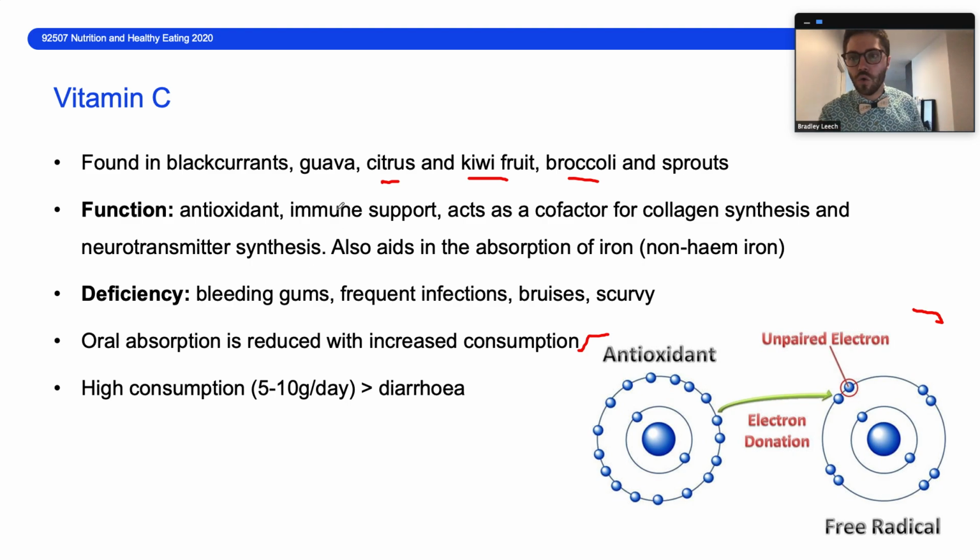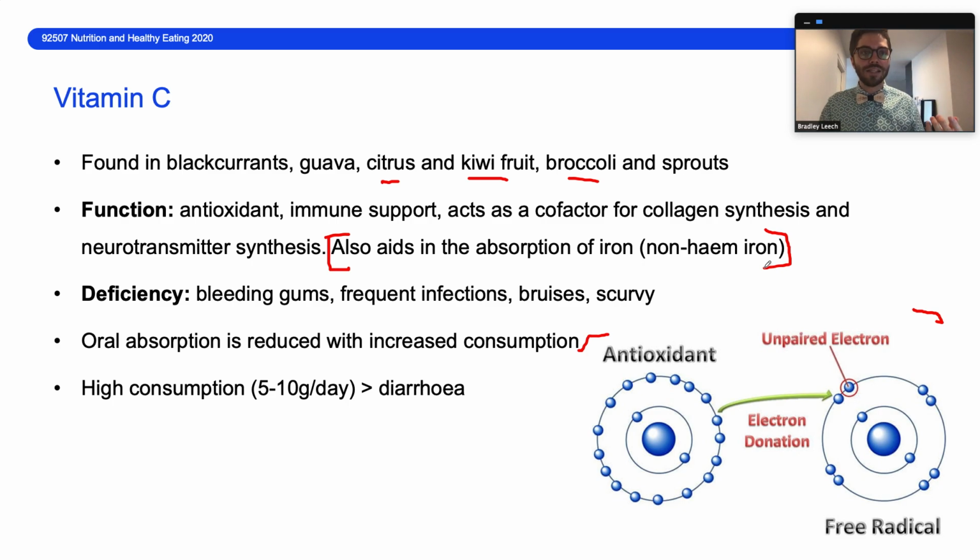Now, this could be a major takeaway message right here. I'll highlight this in red for you. It aids in the absorption of iron, in particular your non-heme iron. We'll go into this in more depth when we talk about iron. However, vitamin C supports with the absorption of non-heme iron. Now, non-heme iron is iron derived from plant-based foods.